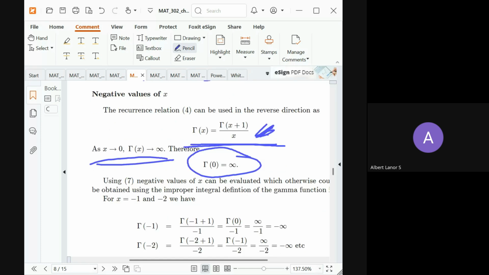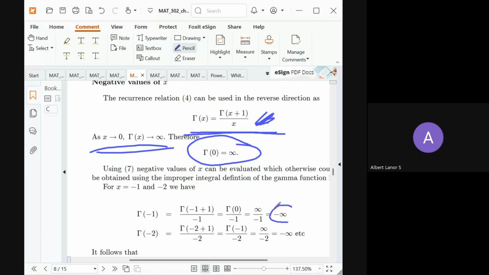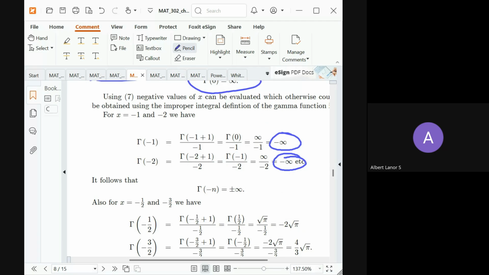And that would also help us to get that gamma of negative 1 is infinite. Gamma of negative 2 is infinite. It follows that for all the negative integers, gamma of them is either positive infinity or negative infinity. But whichever way, it is infinite. But it is not so for the halves.